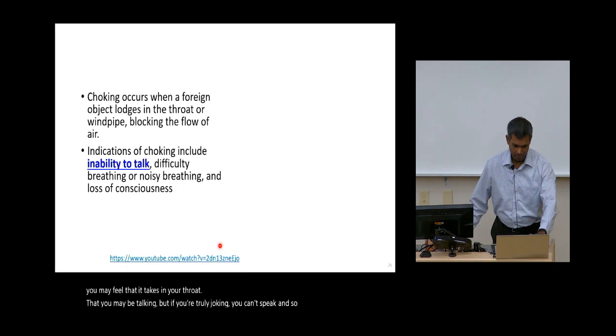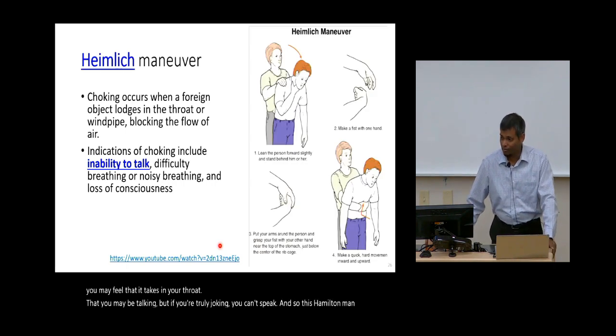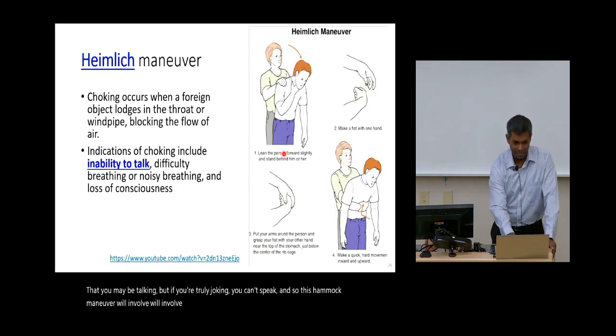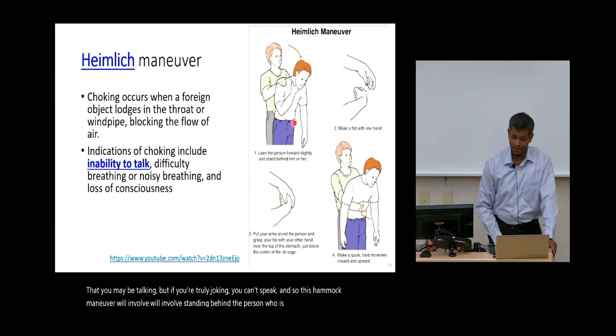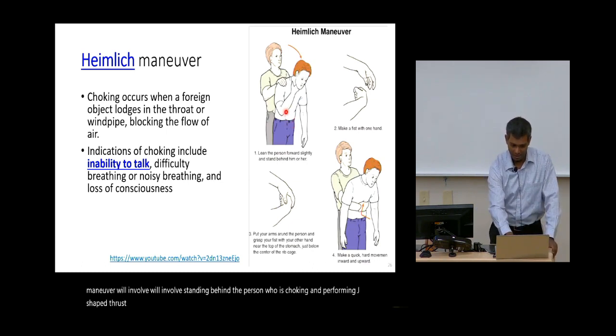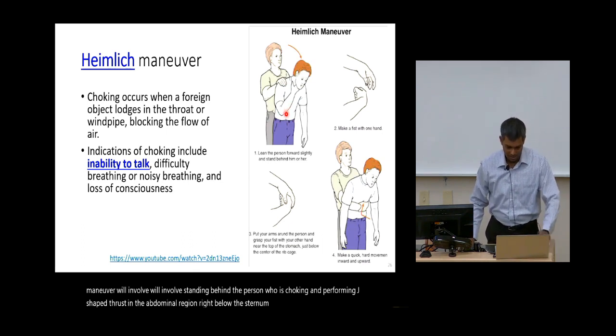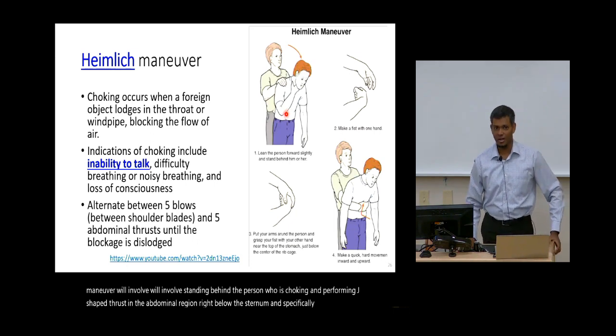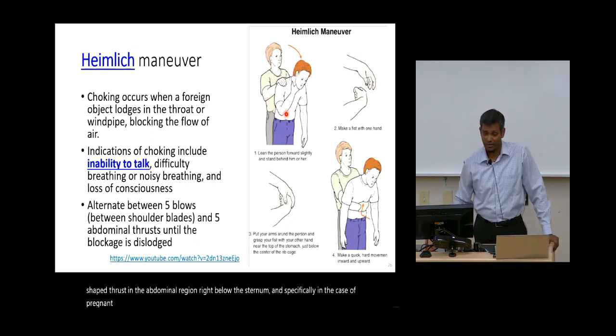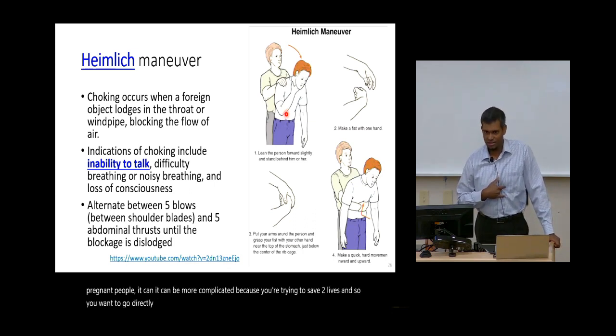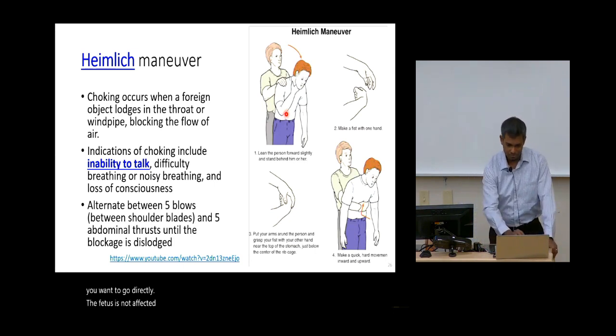And so this Heimlich maneuver will involve standing behind the person who is choking and performing J-shaped thrusts in the abdominal region, right below the sternum. And specifically in the case of pregnant people, it can be more complicated because you're trying to save 2 lives, and so you want to go directly under the sternum, right, so that the fetus is not affected.